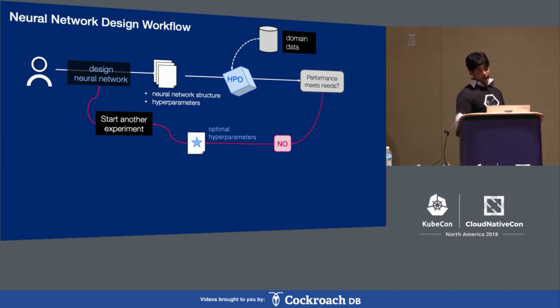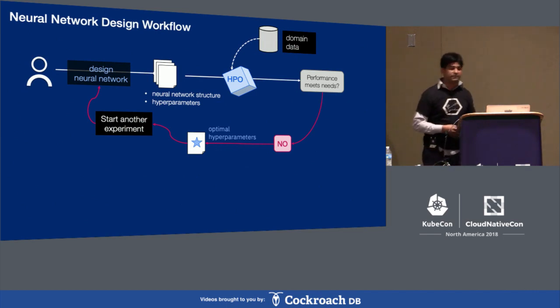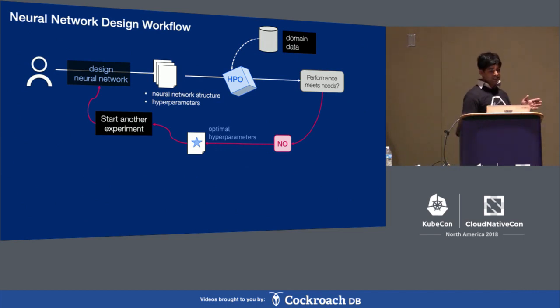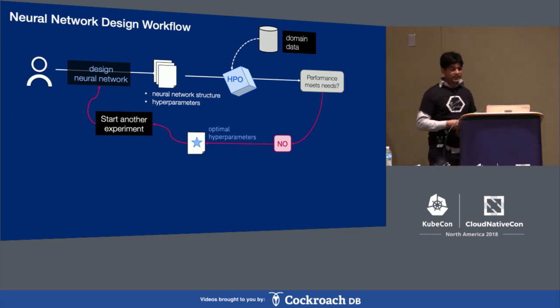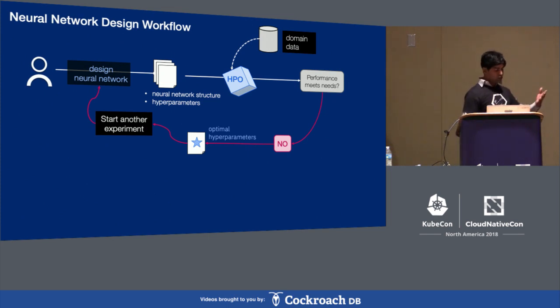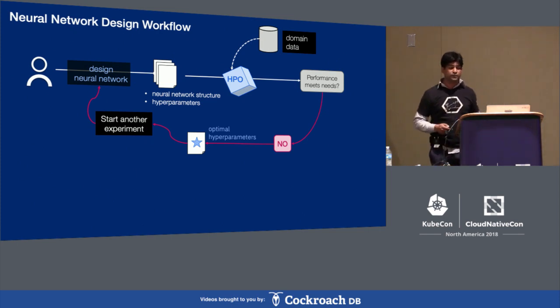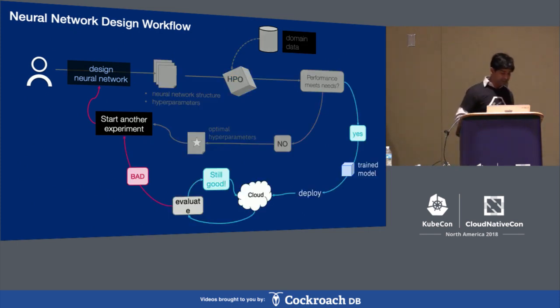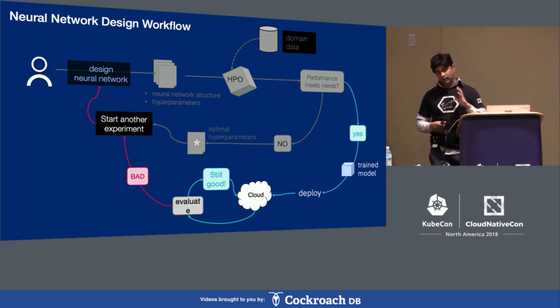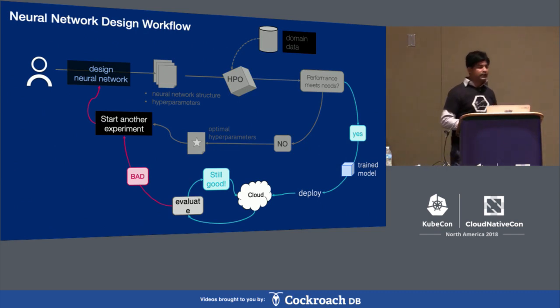What does a typical neural network design workflow look like? A data scientist comes, designs the initial neural network, then you assign hyperparameters, point it to your domain data, and then train the model. As you are training the model or after you have trained the model, is the performance meeting your needs? No. Then you go and retweak your hyperparameters, start another experiment, right? And you go through this in several loops. If it does meet your need, then you have the trained model, which you actually go ahead and deploy.